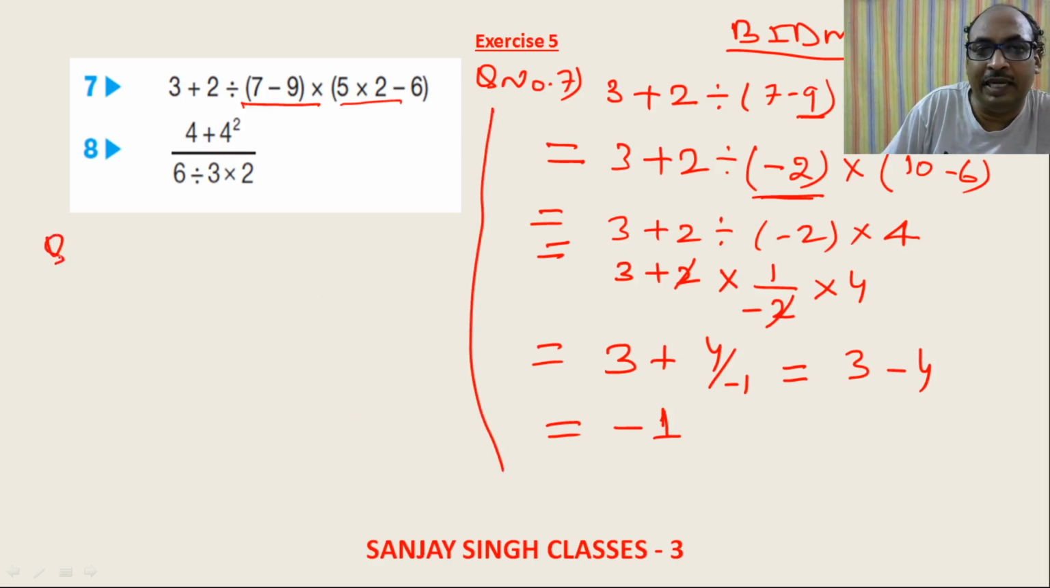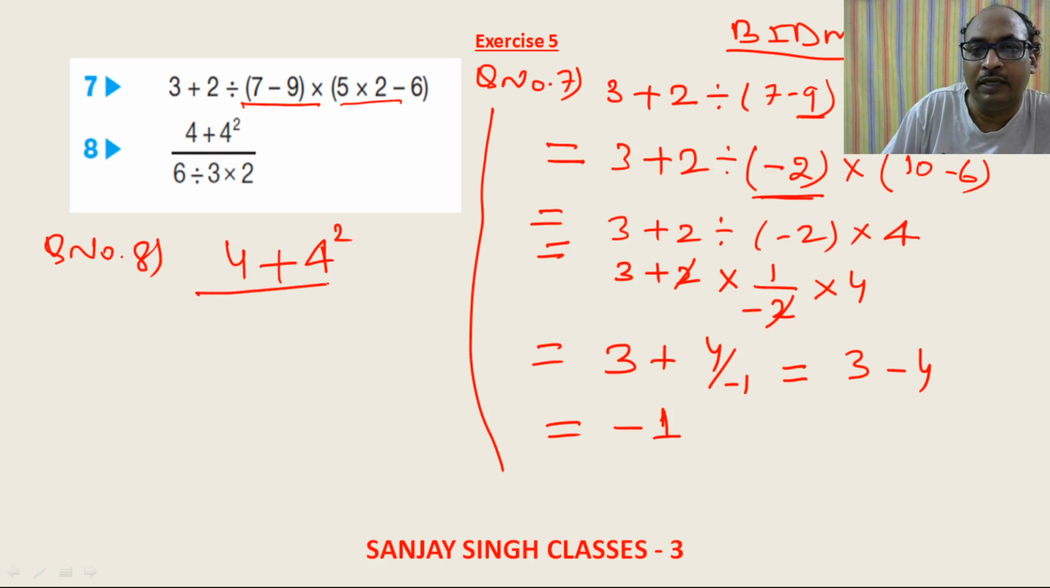Now question number 8 we are going to solve. So it is 4 plus 4 square divided by 6 divided by 3 into 2. Now here division part is there. We do have numerator and denominator. So numerator part we will be solving utilizing this BIDMAS rule. Denominator part we will be solving utilizing this BIDMAS rule. And then we will have numerator and denominator, and then we will see whether common terms are there that we can cancel or not. Okay.